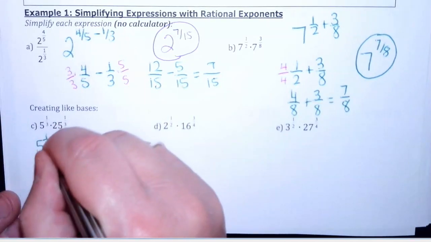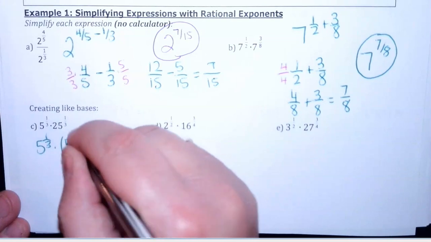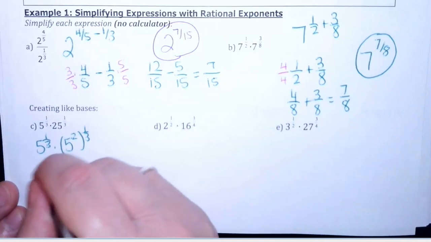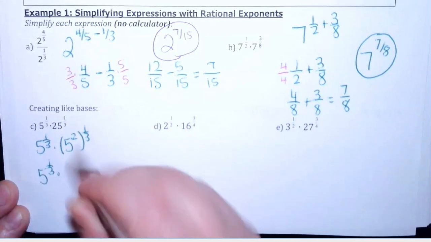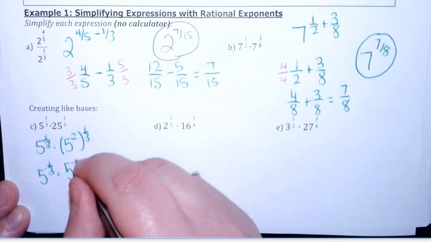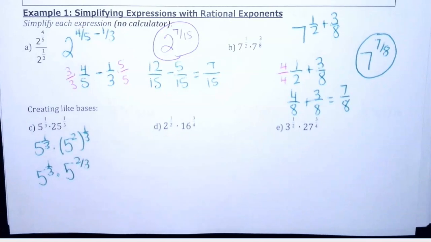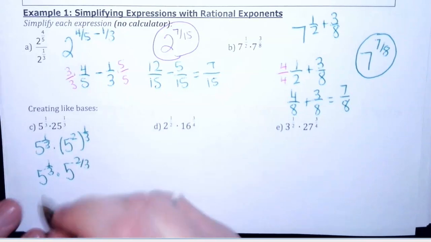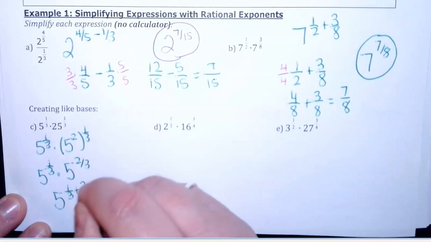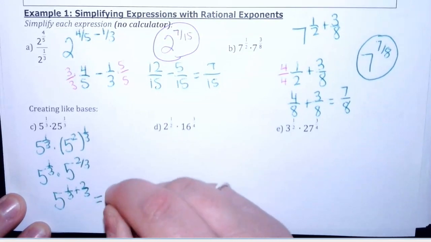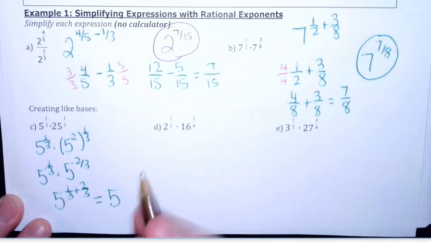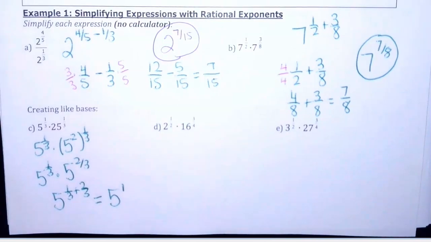5 to the 1/3 times, instead of 25, I'm going to write 5 squared to the 1/3 power. And I'm going to use my power to a power to just simplify these exponents real quick. 2 times 1/3, this would end up being 5 to the 2/3 power. And then in that case, I'm multiplying like bases. I just add the exponents. This would be 1/3 plus 2/3. We don't need to create a common denominator. We already have that. This would be 5 to the 3/3 power, or just 5 to the 1st for that question.